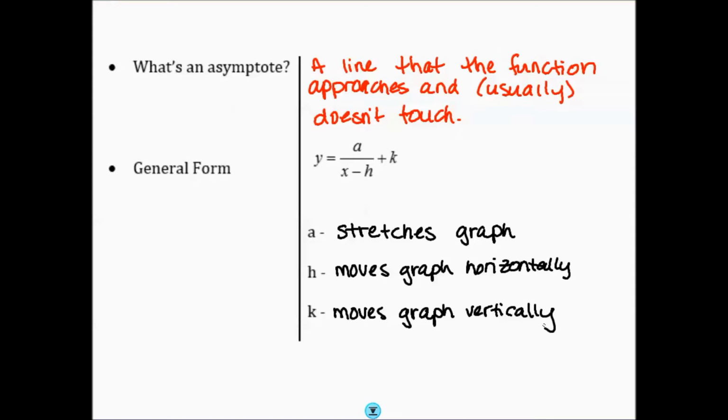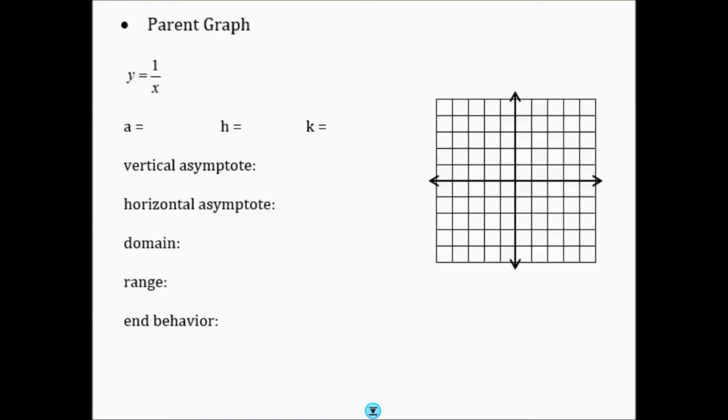Now, let's take a look at the parent function. So our parent function for rational functions is y equals 1 over x. So in this case, we have that a is 1, h is 0, and k is 0.